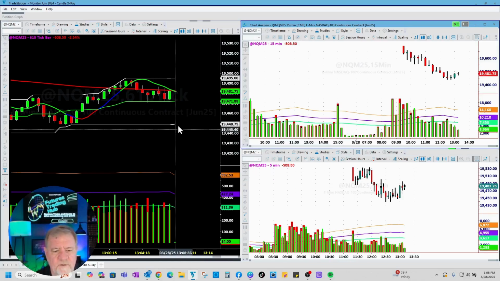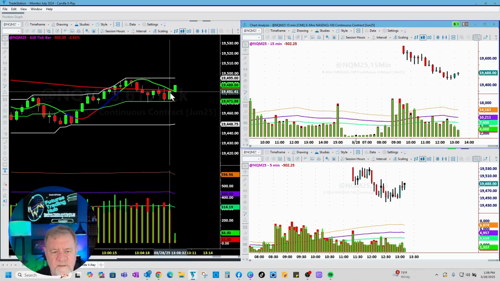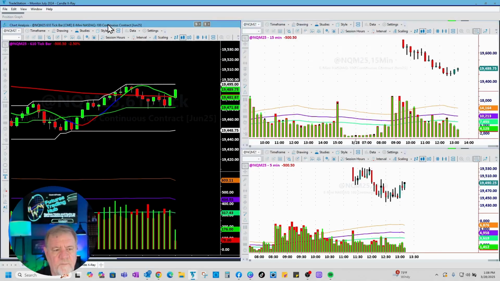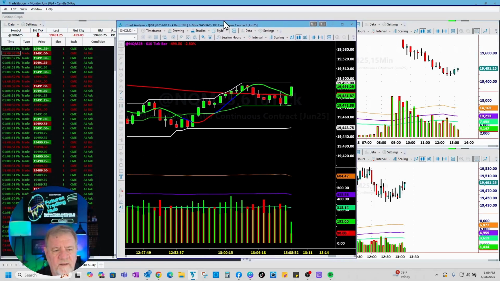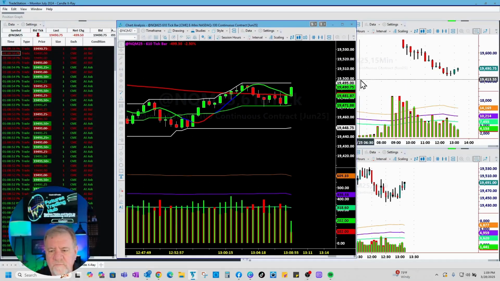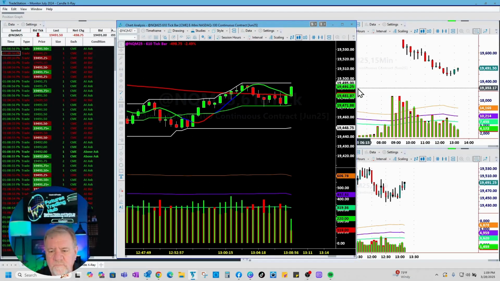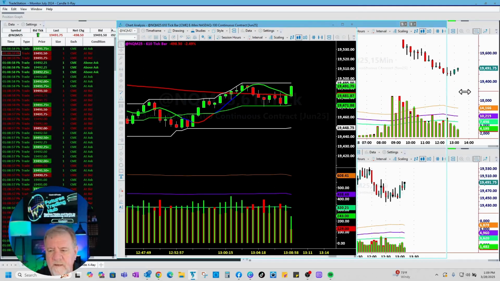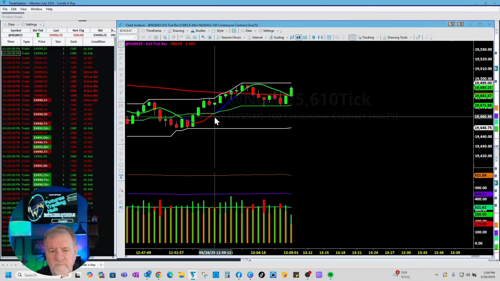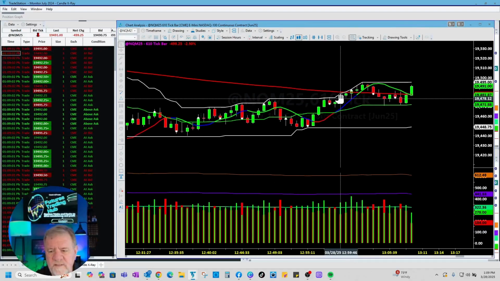So to keep this in perspective, a 610 tick chart means there's 610 changes in price, and it builds a new candle. It's not the amount of contracts bought or sold. So to illustrate that, I'm going to bring in a time and sales window and stretch this out so we can see that a little closer.